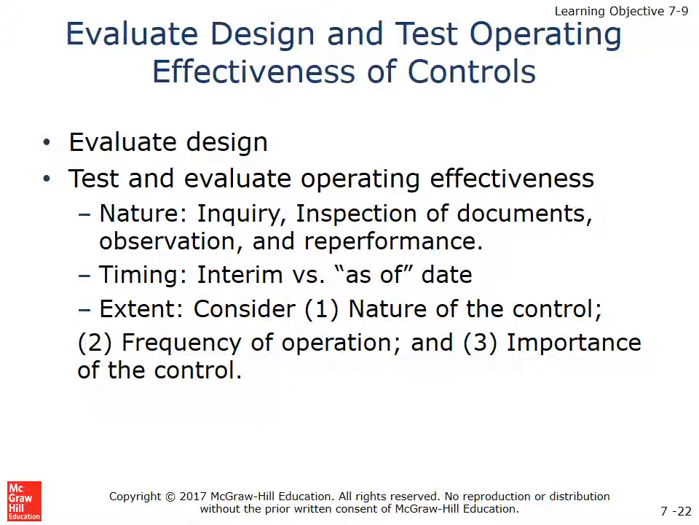And then finally, extent. The nature of the control is one item. Manual control should be subjected to more extensive testing than automated, just because of the nature of it. How often does it occur? The more frequent a manual control operates, the greater the number of operations that should be tested. And the importance of the control. The more important, the more extensively it should be tested. So we're looking at those items in determining our tests of controls.